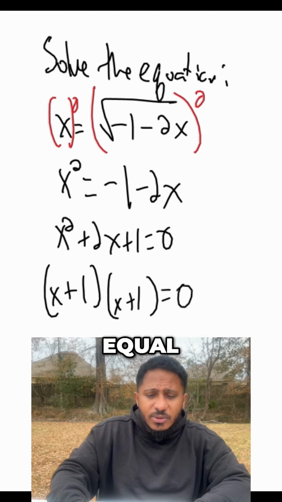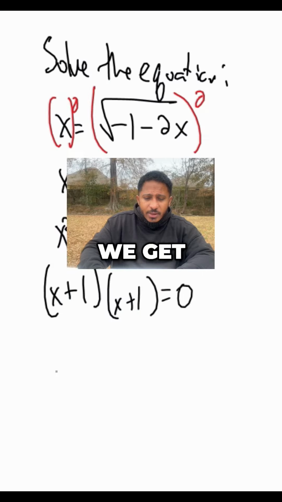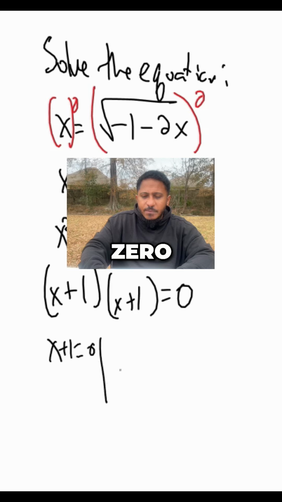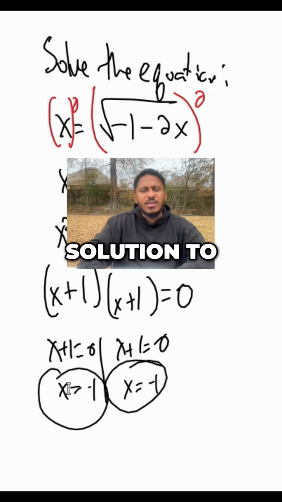Now setting each factor equal to 0, we get x plus 1 equals 0 and x plus 1 equals 0. So x equals -1, x equals -1. So that would be the solution to this equation.